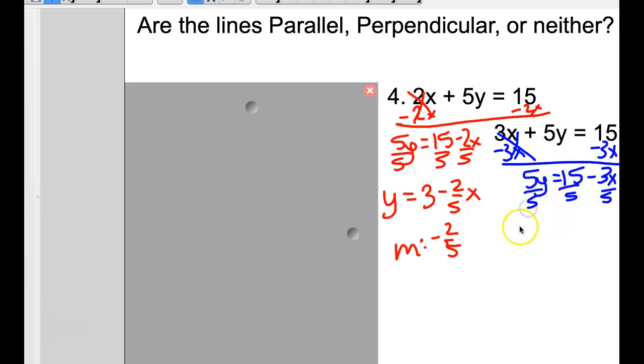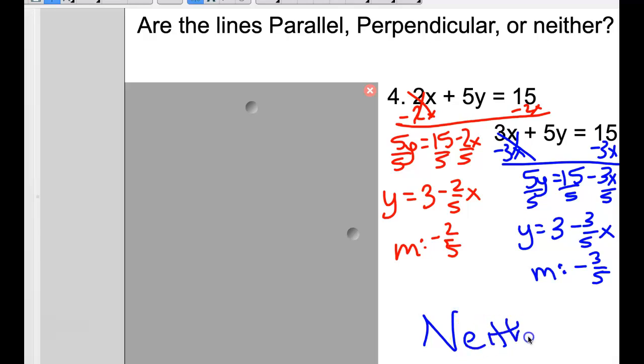Divide everything by the 5, and I get y equals 3 minus 3/5 x. So then my slope is negative 3/5 over here. Negative 3/5 and negative 2/5 are not the same. They're also not opposite and flipped, which means these two are neither. They're not parallel and they're not perpendicular.